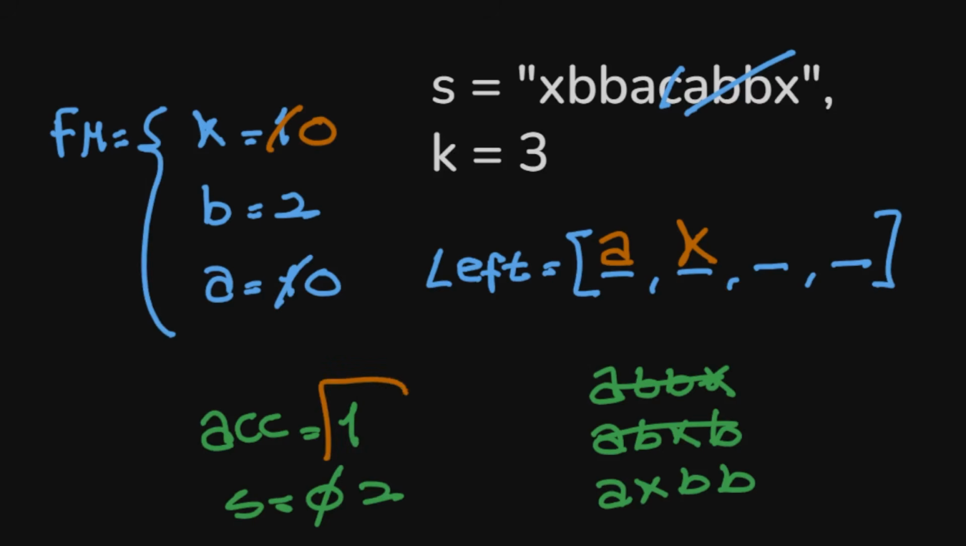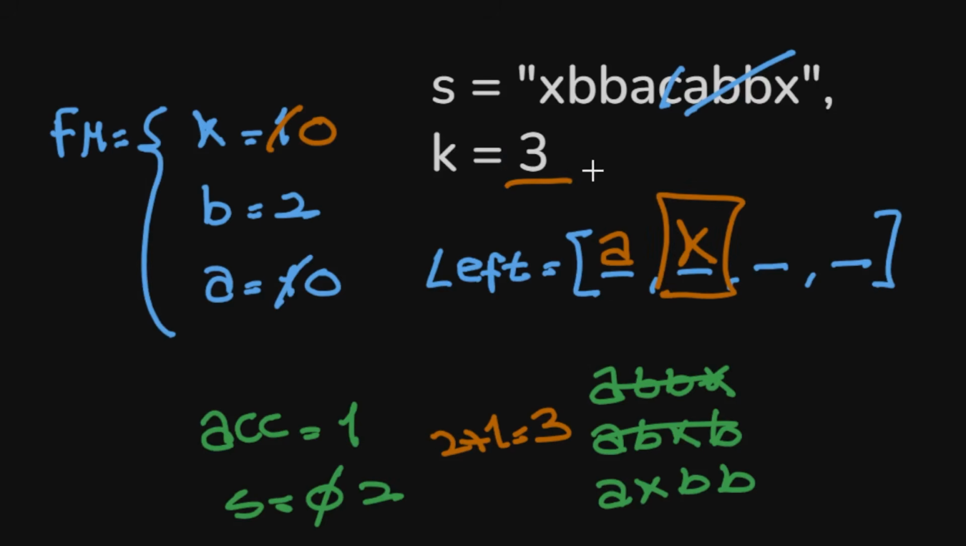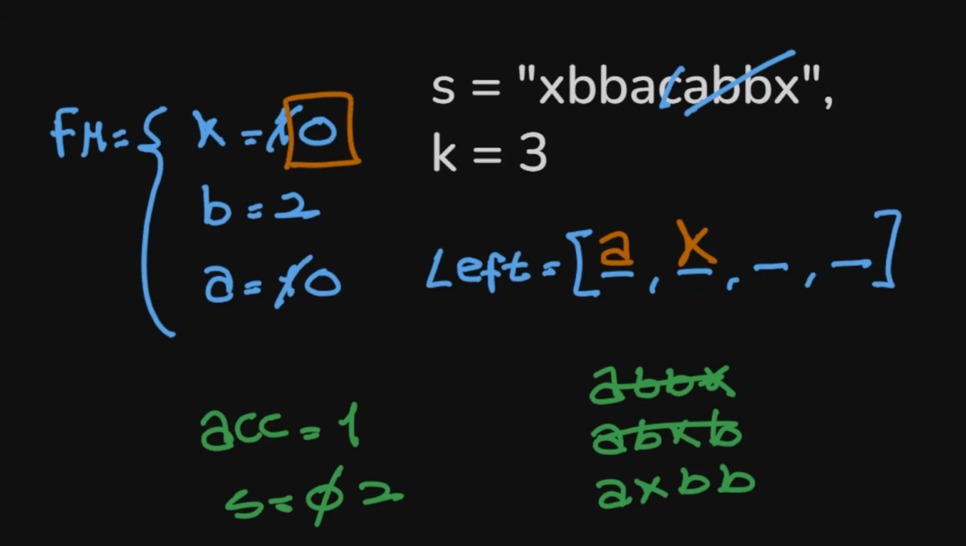Now, we need to take this number plus the current start. Remember that we start from 2, and 2 plus 1 is equal to 3. Given that this is equal to k, we are good to go. If we use an X here, we can get the third lexicographically smallest string. And given that we are keeping this character, the frequency stays at 0. Now we continue with the next position.